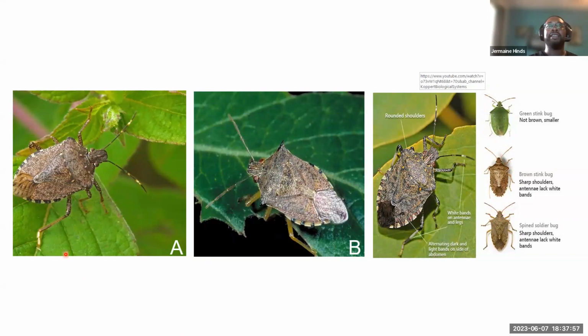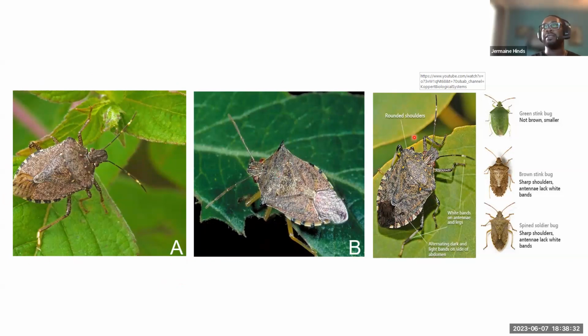Let's take a look at A, right? Looking at the antenna, it has those black and white bands, and that's one of the key characteristics of the brown marmorated stink bug. But you don't want to just use one characteristic. So what else? It has rounded shoulders, this one has fairly rounded shoulders, and then alternating dark and light bands on the side of the abdomen, right? And so A is a brown marmorated stink bug. That's a pest.